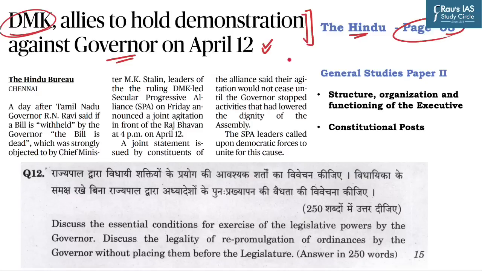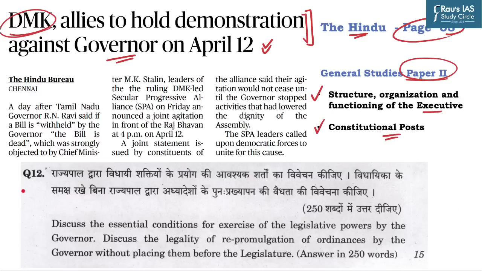The ruling DMK party has announced an agitation calling for the governor to stop the activities that have lowered the assembly's dignity. As this news is directly related to the governor and his powers, which is an important area in General Studies paper 2 of our UPSC mains exam, it has directly mentioned the structure, organization and functioning of executive and constitutional posts. So this area becomes important for our discussion.